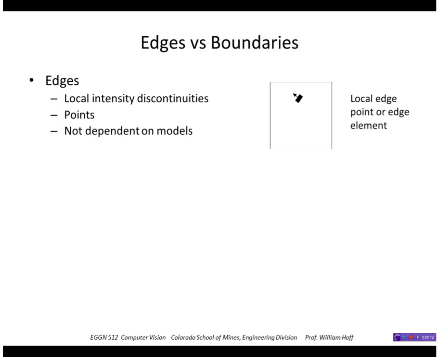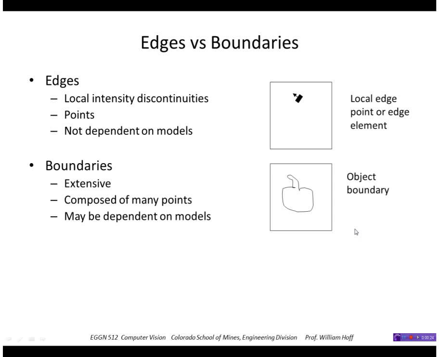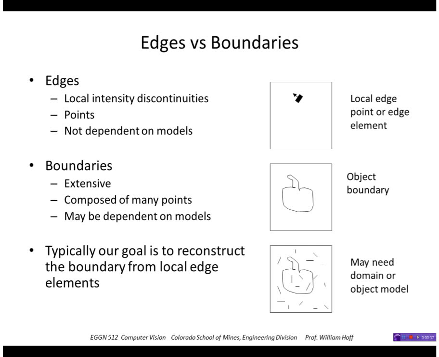So we've seen edge operators which find edge points in images. These represent local intensity discontinuities. But we often want to find a boundary or curve in an image, for example, the silhouette of an object. And a boundary like this is composed of many edge points.